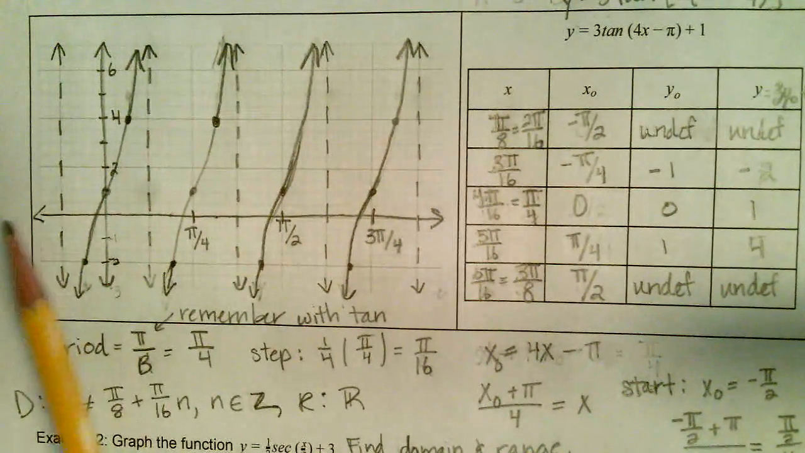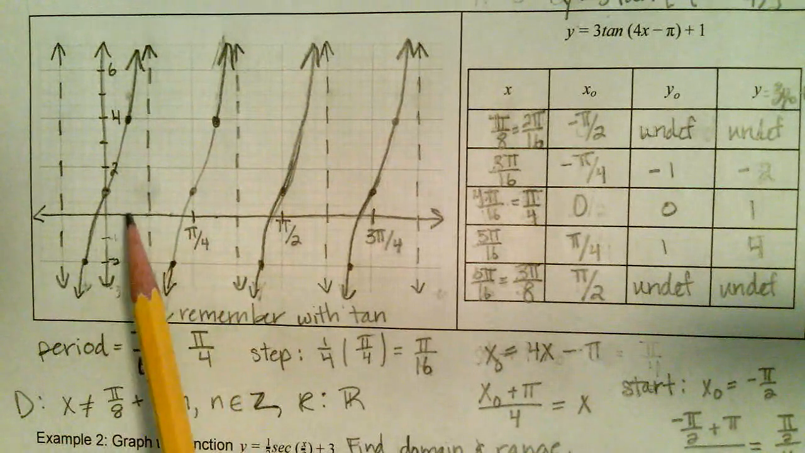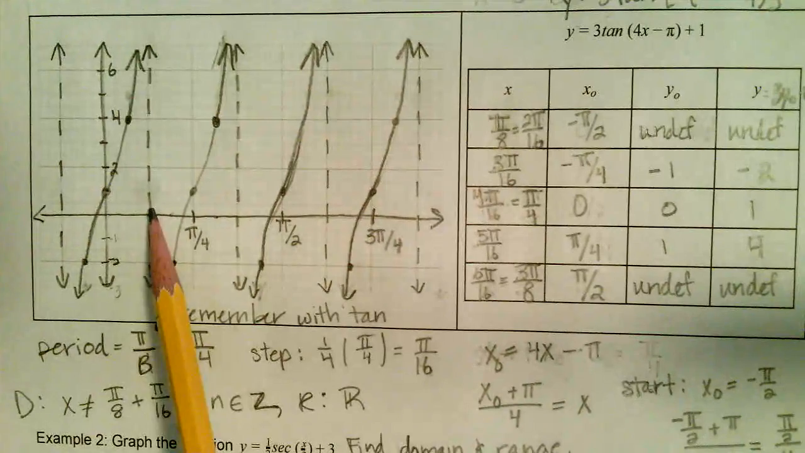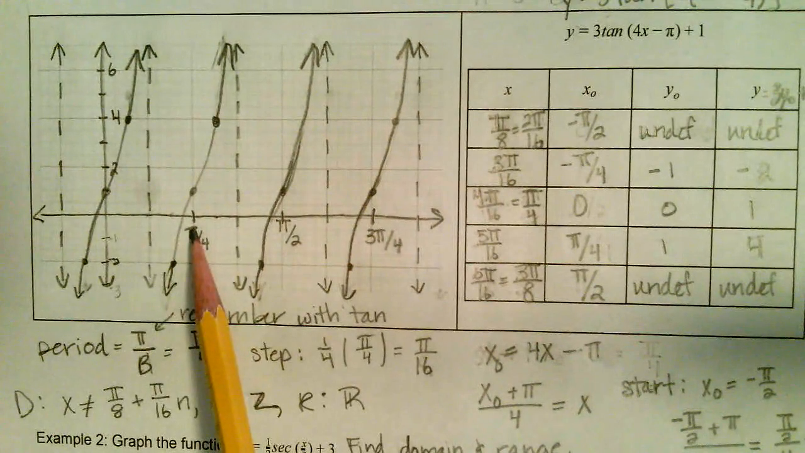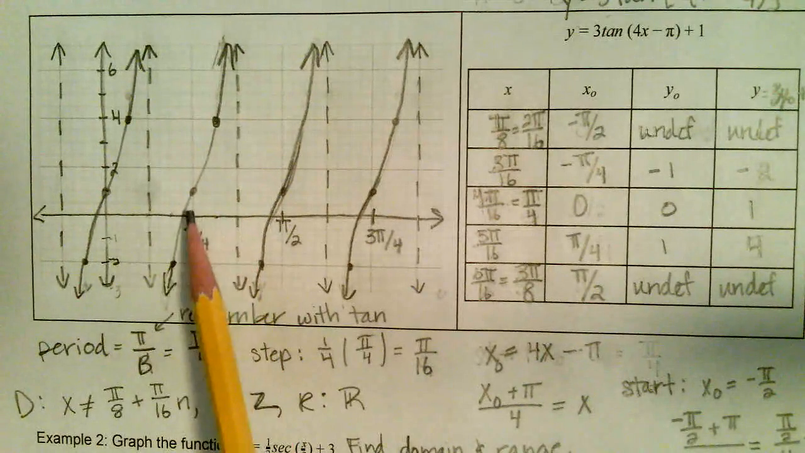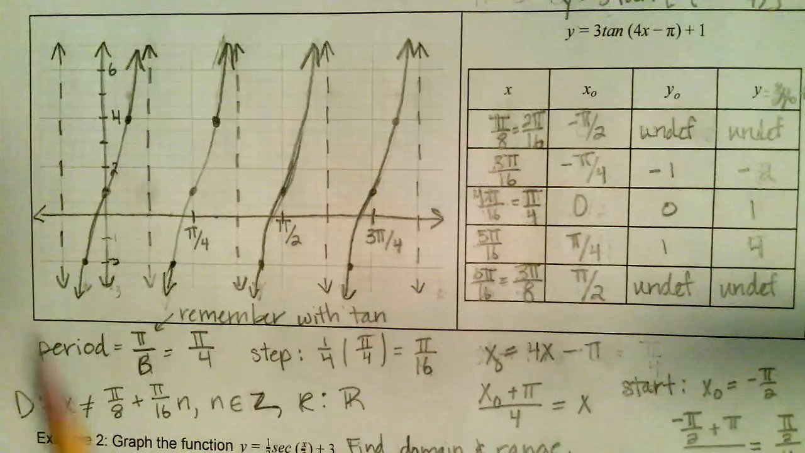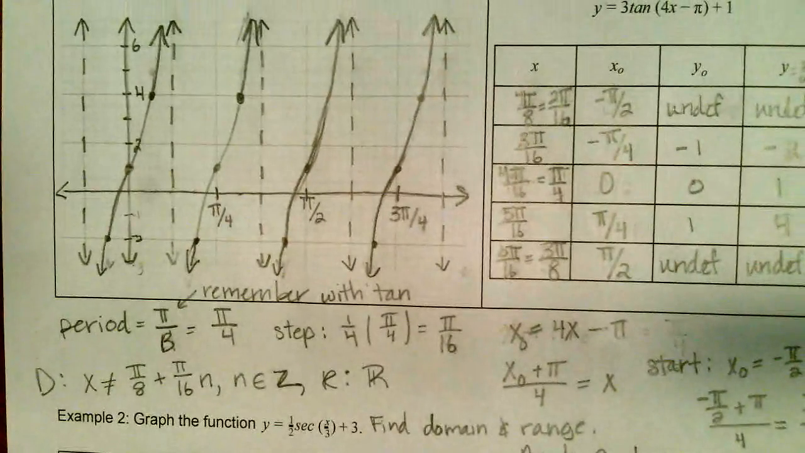Again, you want to be consistent with your tick marks. You can't start at pi over 8 and then have this be 3 pi over 8 and then have this be like 5 pi over 8. You need to be very consistent about your spacing on your graphs, both in the x direction and in the y direction. So this is something new that we need to talk about, the domain.